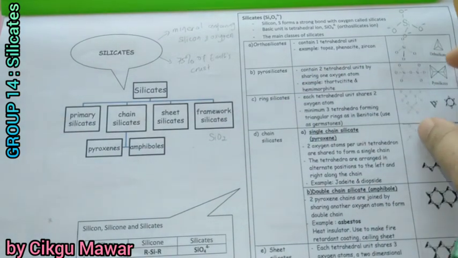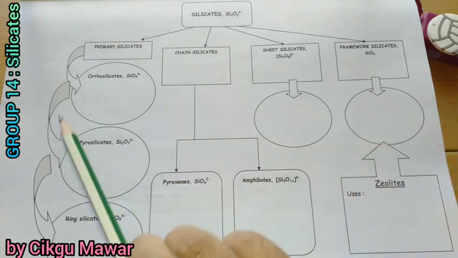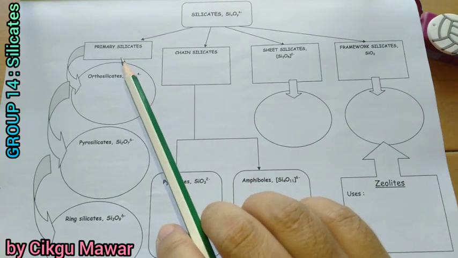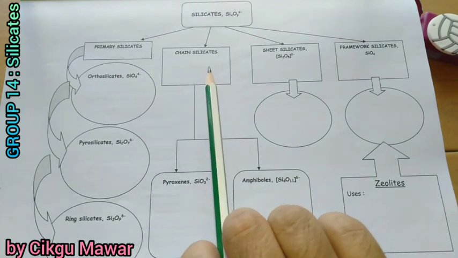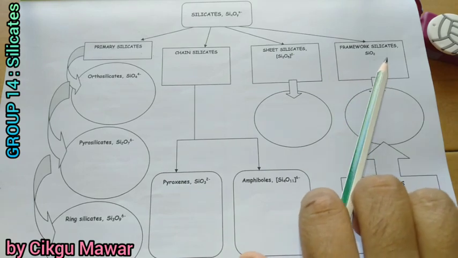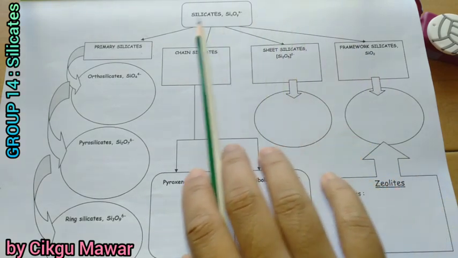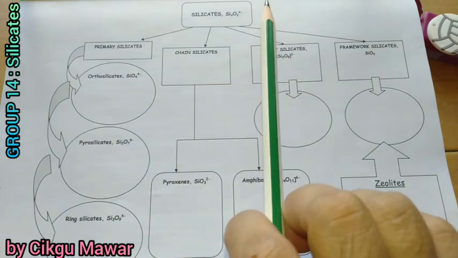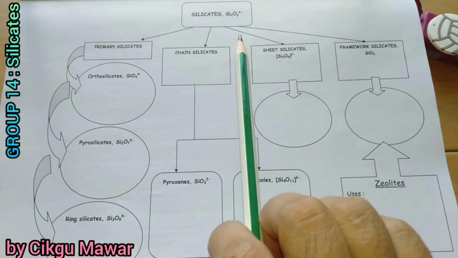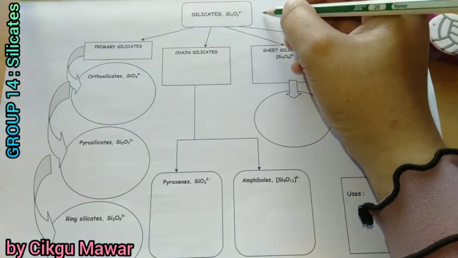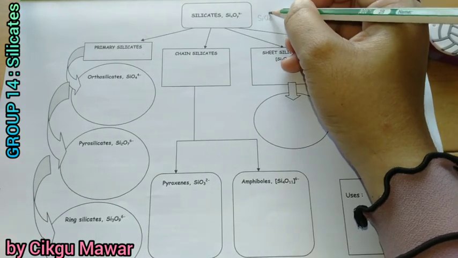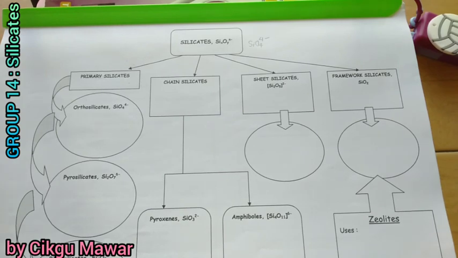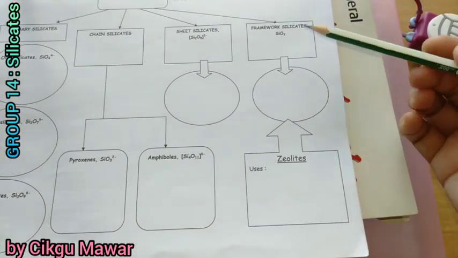This is the mind map of overall silicates, which contains the classes of silicates: primary, chain, sheet, and framework silicates. Basically, all these classes of silicates are made up of the basic unit of the tetrahedral ion, which is SiO4 4-.